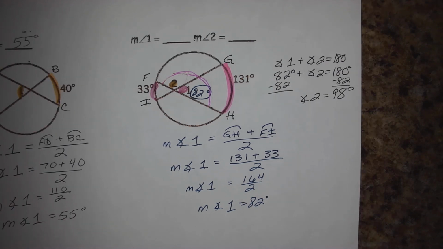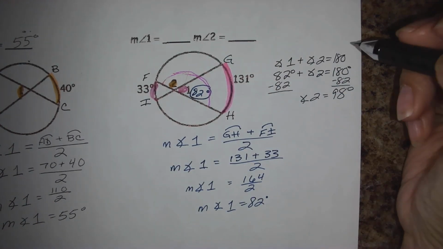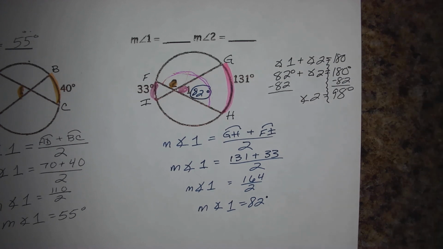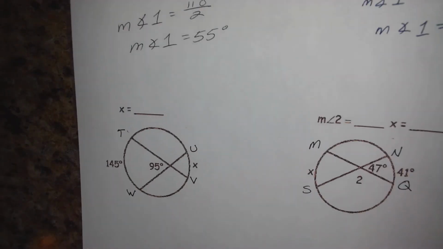And you should have gotten 98 degrees when you subtracted. Remember, you subtract 82 from both sides. You are solving this equation. And some of you like to draw a little wall there, so that's fine. Moving on to the next example.